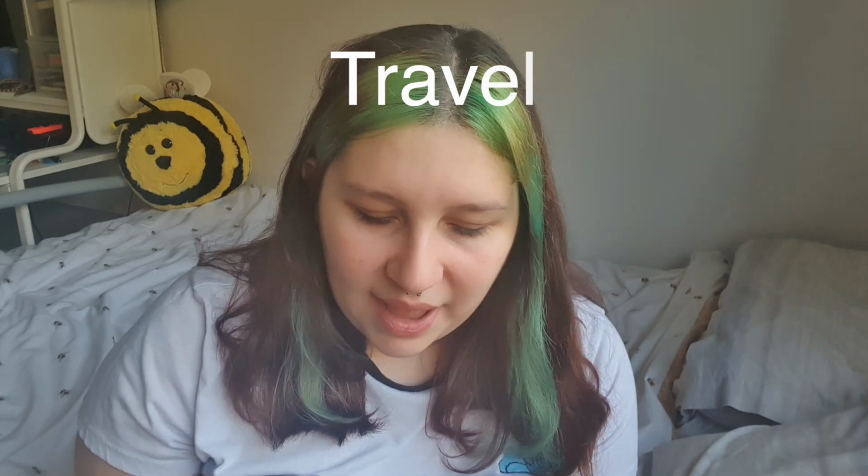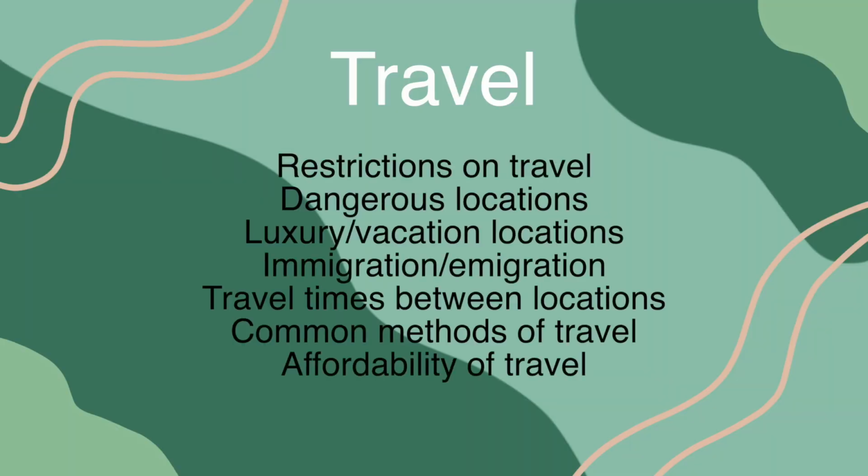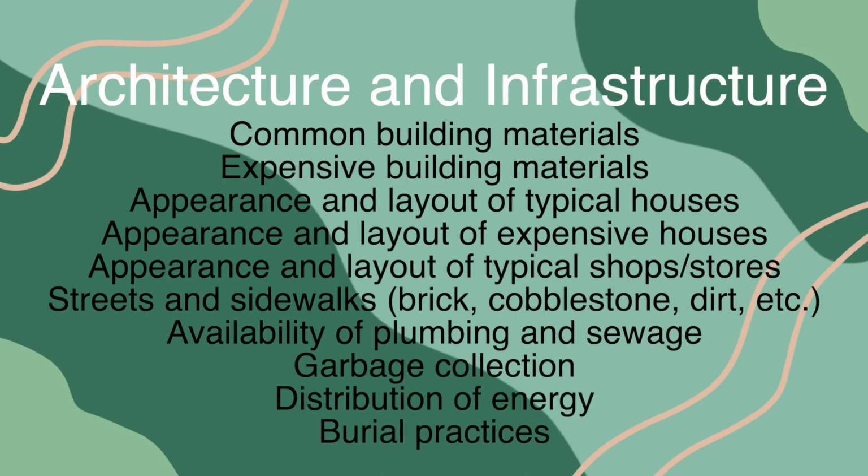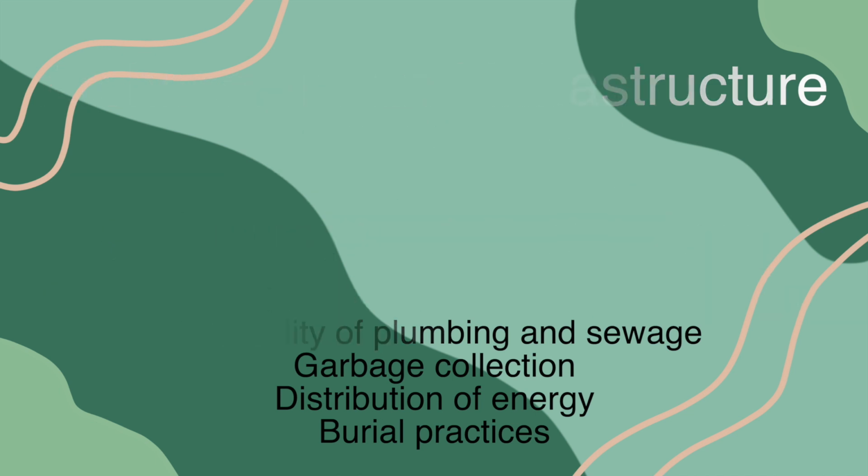In travel, we have restrictions on travel, dangerous locations, luxury/vacation locations, immigration, emigration, travel times between locations, common methods of travel, and affordability of travel. Then we have architecture and infrastructure: common building materials, expensive building materials, appearance and layout of typical houses, appearance and layout of expensive houses, appearance and layout of typical shops/stores, streets and sidewalks, are they brick, cobblestone, dirt, etc., availability of plumbing and sewage, garbage collection, distribution of energy, and burial practices.